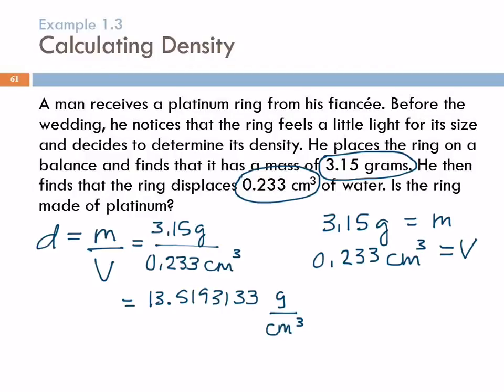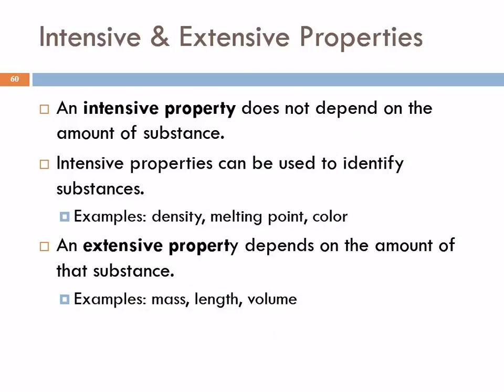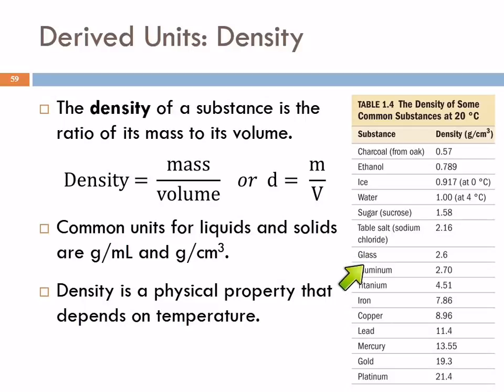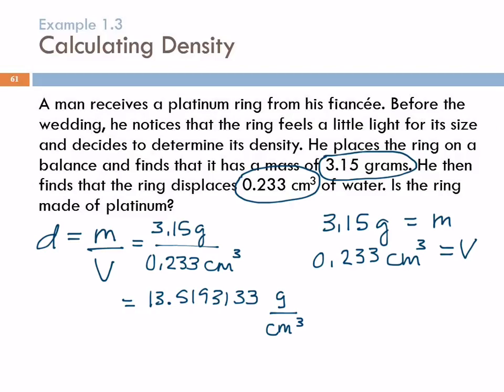Did that answer the question? No, it didn't. Sometimes we come up with an answer and we're like, yes! Oh, wait. The question is, is it made of platinum? How do we find the density of platinum? We look it up. Let's go back to this table. See, platinum, 21.4 grams per cubic centimeter. Is that one platinum? Nope.